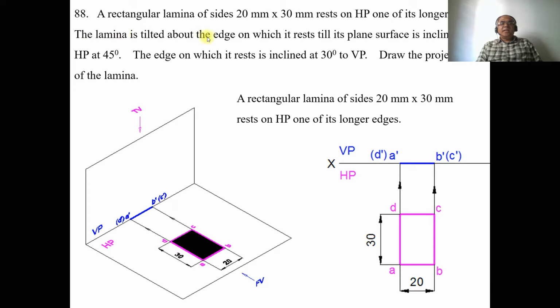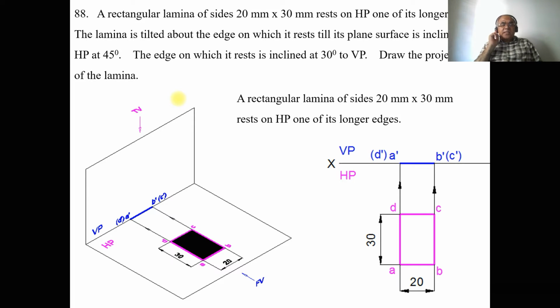The lamina is tilted about the edge on which it rests till its plane surface is inclined to HP at 45 degrees. The edge on which it rests is inclined at 30 degrees to VP. Draw the projections of the lamina. So how to begin this problem?